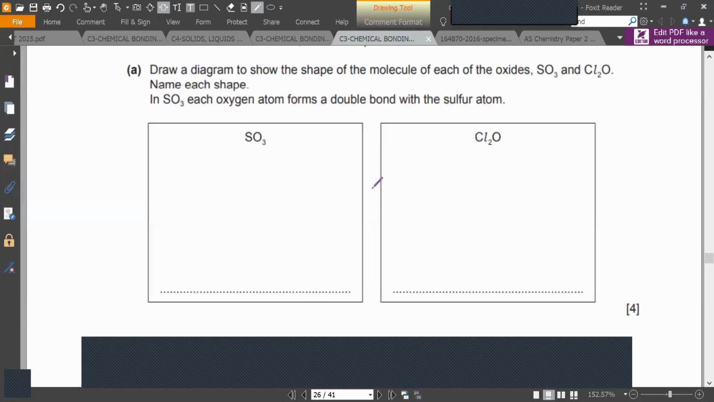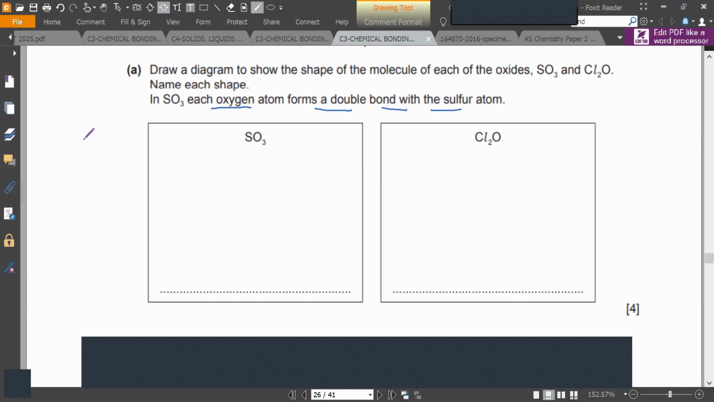Okay, draw the diagram to show the shape of the molecule of each of these oxides, SO3 and Cl2O. Name each shape. In SO3, each oxygen atom forms a double bond with the sulfur atom. So we think about that.